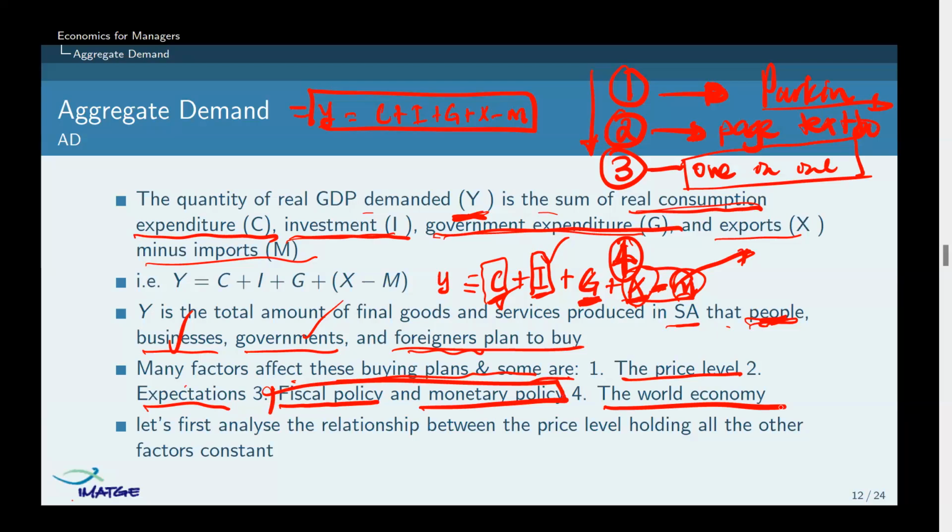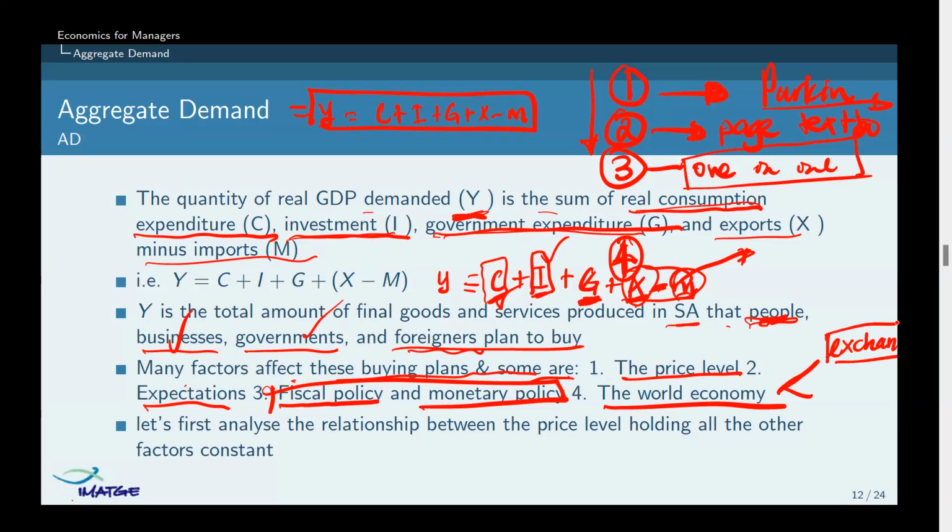On the world economy, this is where we talk of the exchange rate. The exchange rate also has an impact on aggregate demand because the South African exchange rate determines how many commodities we are going to export and how many we are going to import. So you might need to understand the effect of an increase in the exchange rate and the effect of a decrease in the exchange rate. But mainly in our case, I would dwell more on fiscal policy and monetary policy, briefly, just to show you.